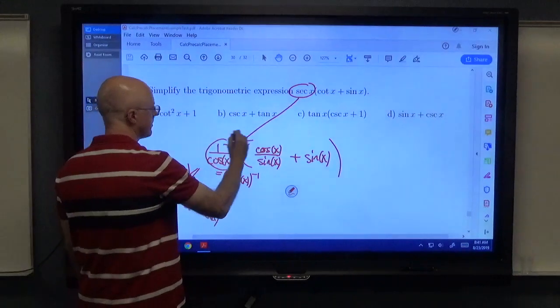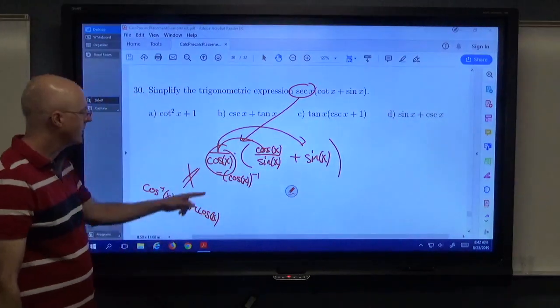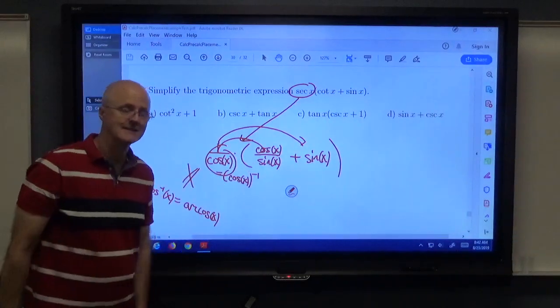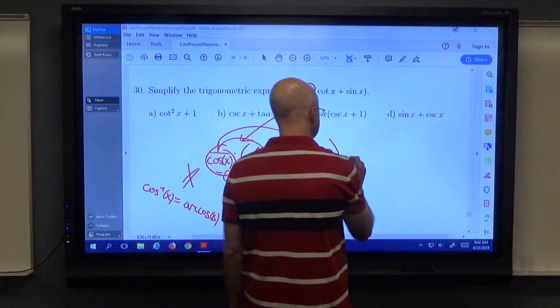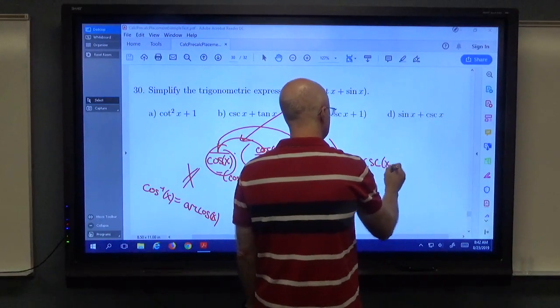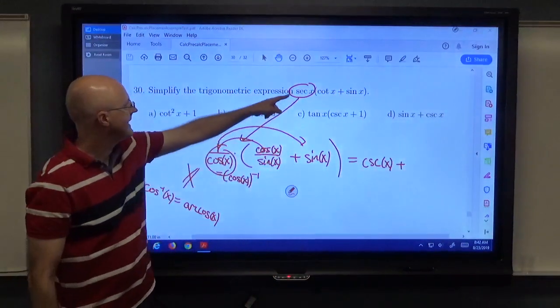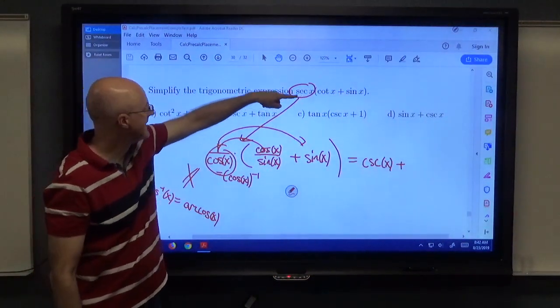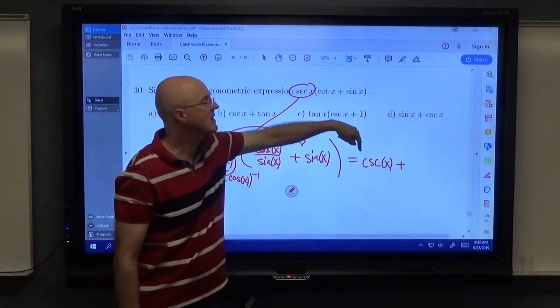Distribute this through the parentheses. Distributive property. When you multiply this times that, the cosine of x is canceled to leave you 1. 1 over sine of x, by definition, is cosecant of x. It's kind of funny. The s's go with the c's. Secant of x is 1 over cosine of x. 1 over sine of x is cosecant of x.